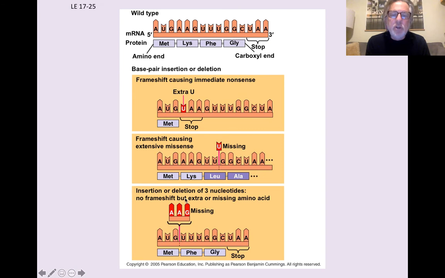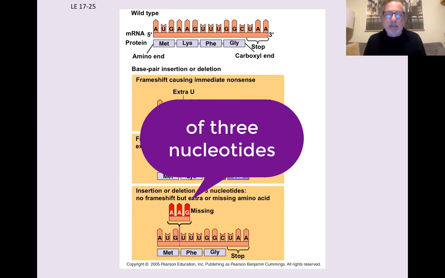Finally, look what happens when we delete 3 nucleotides. In this case, we took out the AAG, the second codon. That's removed. And so what happens now is the sequence of amino acids, instead of being methionine, lysine, phenylalanine, glycine, is methionine, phenylalanine, glycine. This may have a big effect on the protein, but the loss of one amino acid may not significantly affect the protein that's produced. So in this case, there is no frame shift, but there is a missing amino acid. If there had been an insertion, there would be an extra amino acid.